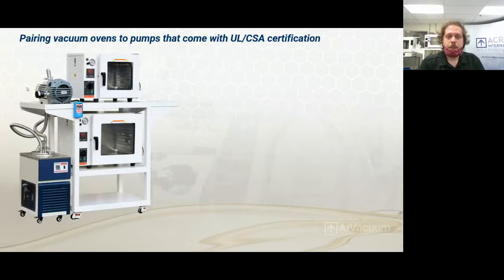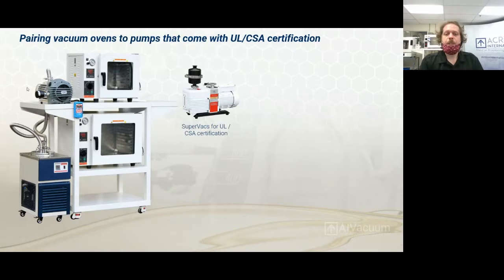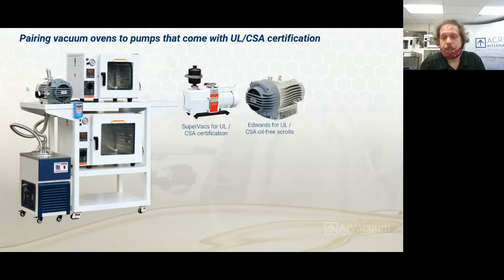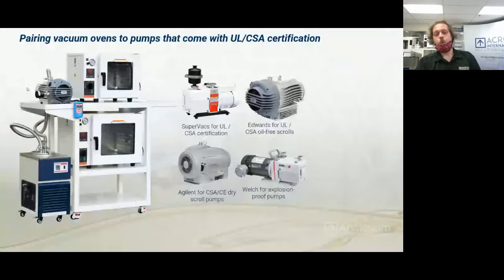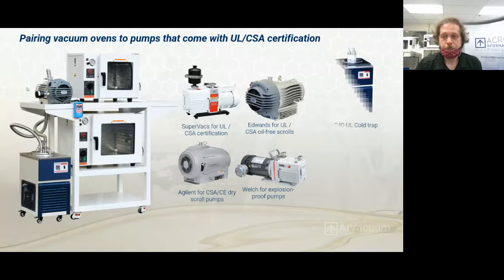So, pairing vacuum ovens to pumps that come with UL and CSA certification, our SuperVacs are 2-year warranted, chemical and corrosion resistant rotary oil vane pumps. So they're a staple in the industry. If you want to go oil-free, which is lower maintenance and also in general more sterile for food and pharma-grade products, we have the Edwards NXDS and XDS series scroll pumps, as well as the Agilent IDP series scroll pumps. And then we have Welch explosion-proof pumps for those that require explosion-proof pumps.